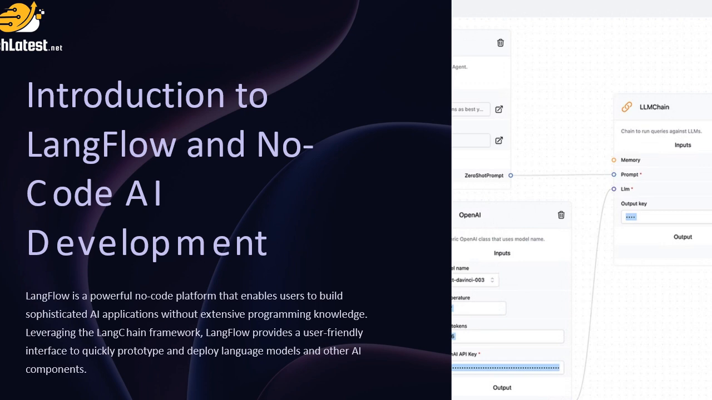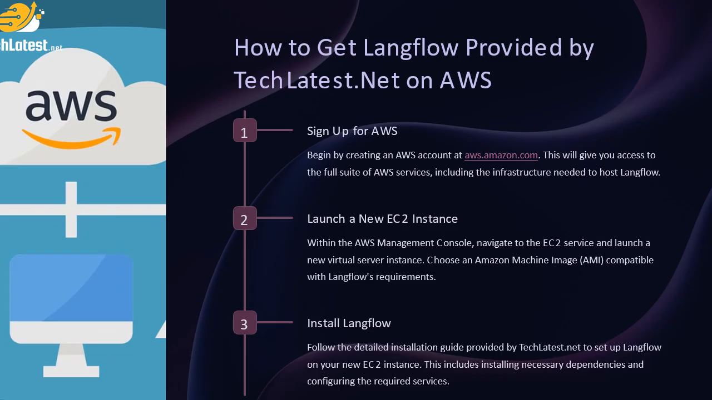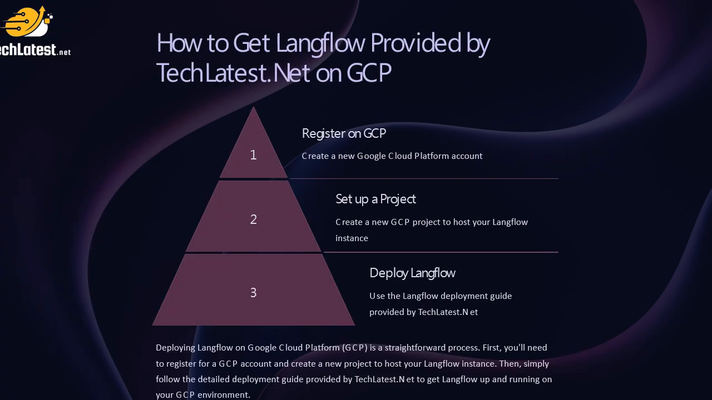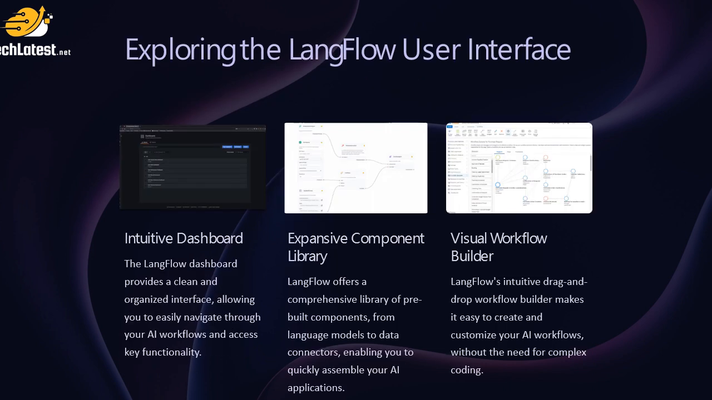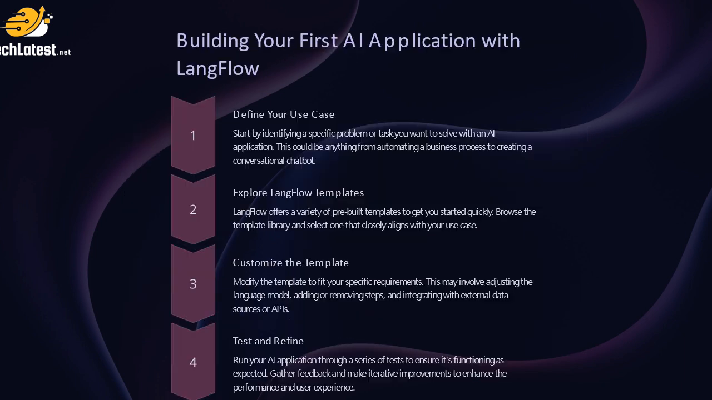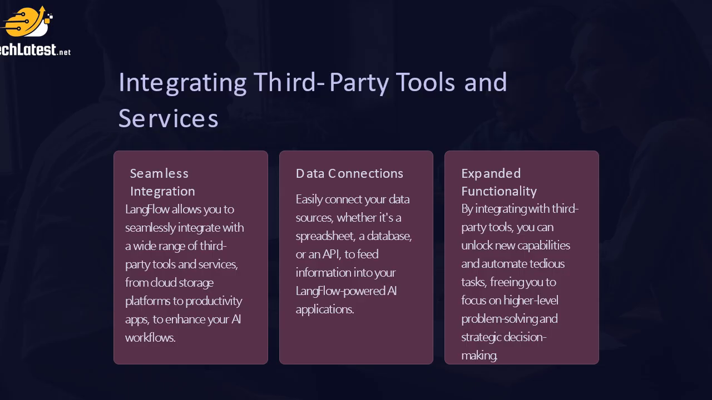So far, we had covered a lot of things like introduction to LangFlow and no-code AI development. Then we had covered understanding the LangChain framework. Then we had covered how to get LangFlow provided by Tech Latest.net or AWS, GCP, and Azure. Basically, we cover all the three cloud platforms, like how to set up VM and other things. Then we had covered exploring the LangFlow user interface. Then we had covered building the first AI application with LangFlow. Then we have covered customizing language models in LangFlow. And then we had covered integrating third-party tools and services.